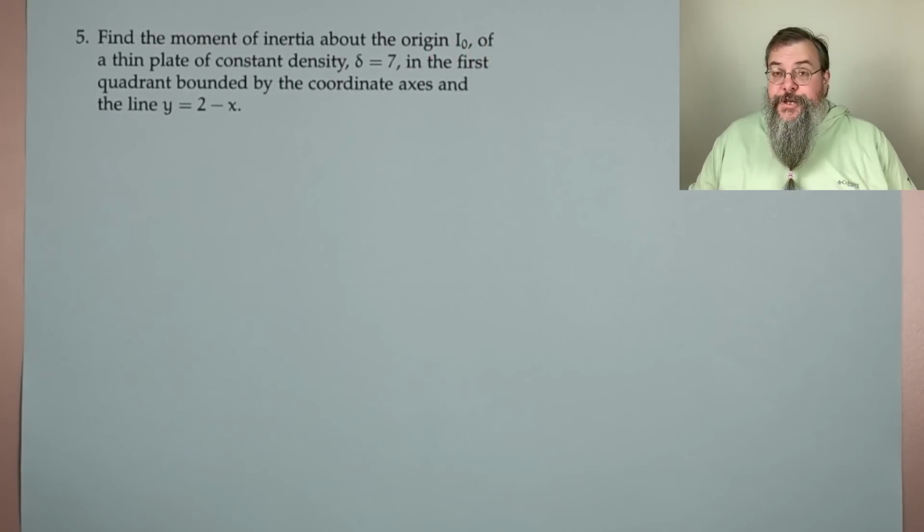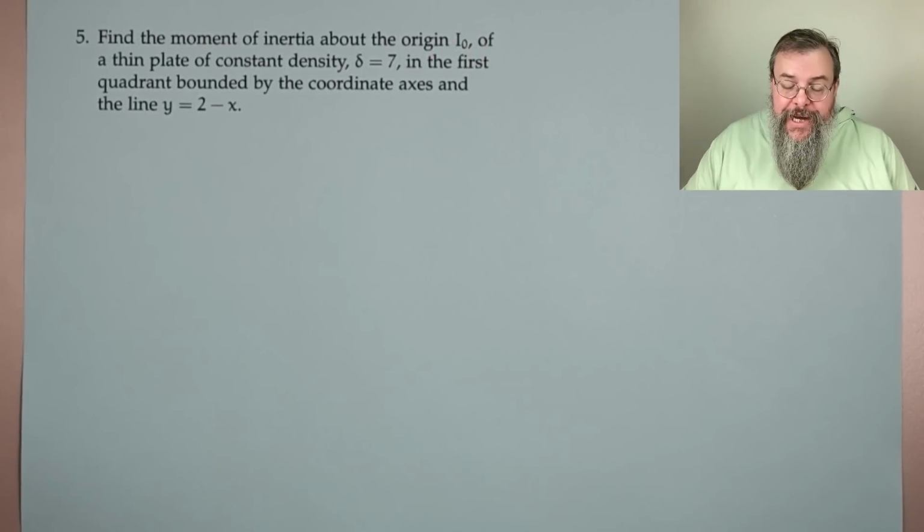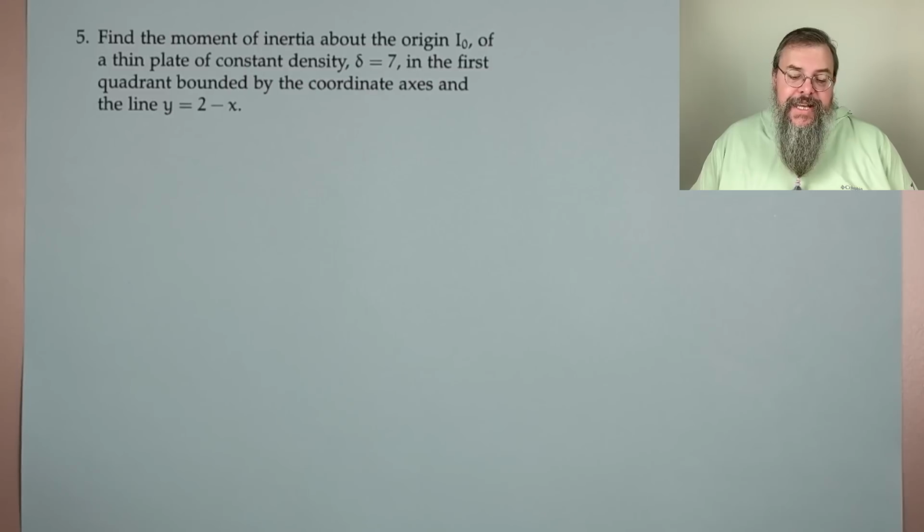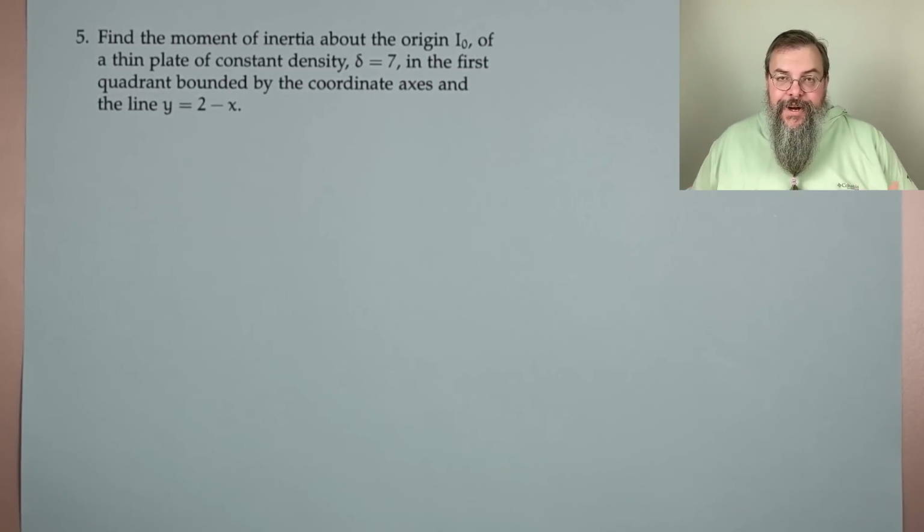Find the moment of inertia about the origin, I0, of a thin plate of constant density, we'll make the density 7, in the first quadrant, bounded by the coordinate axes and the line y equals 2 minus x. All right. Well, where do we begin? So first off, let's talk about what inertia is.